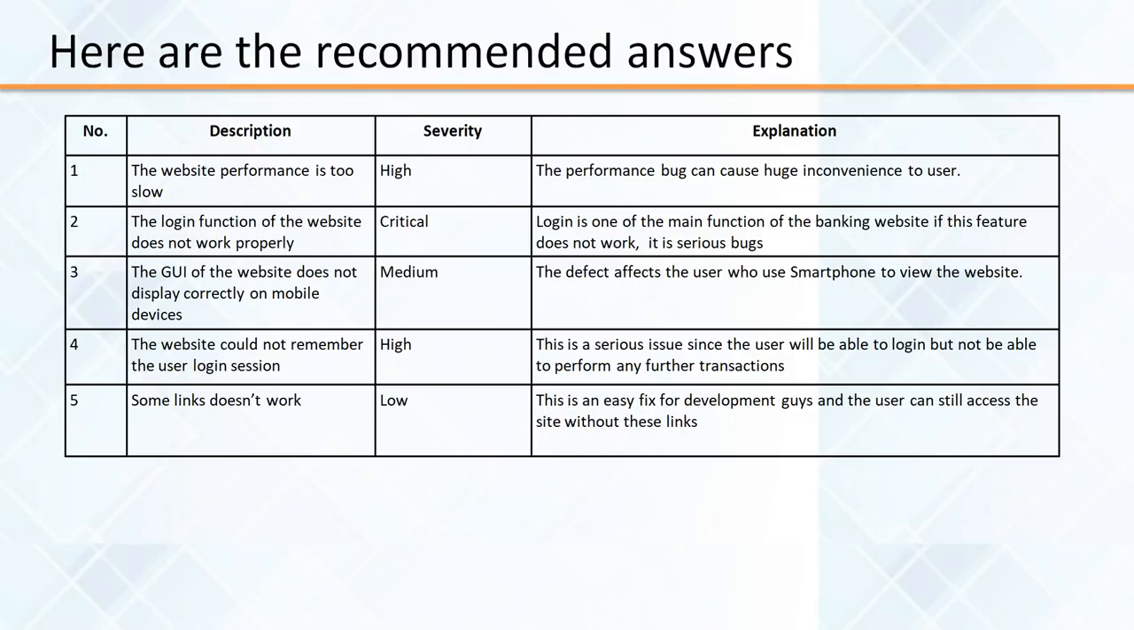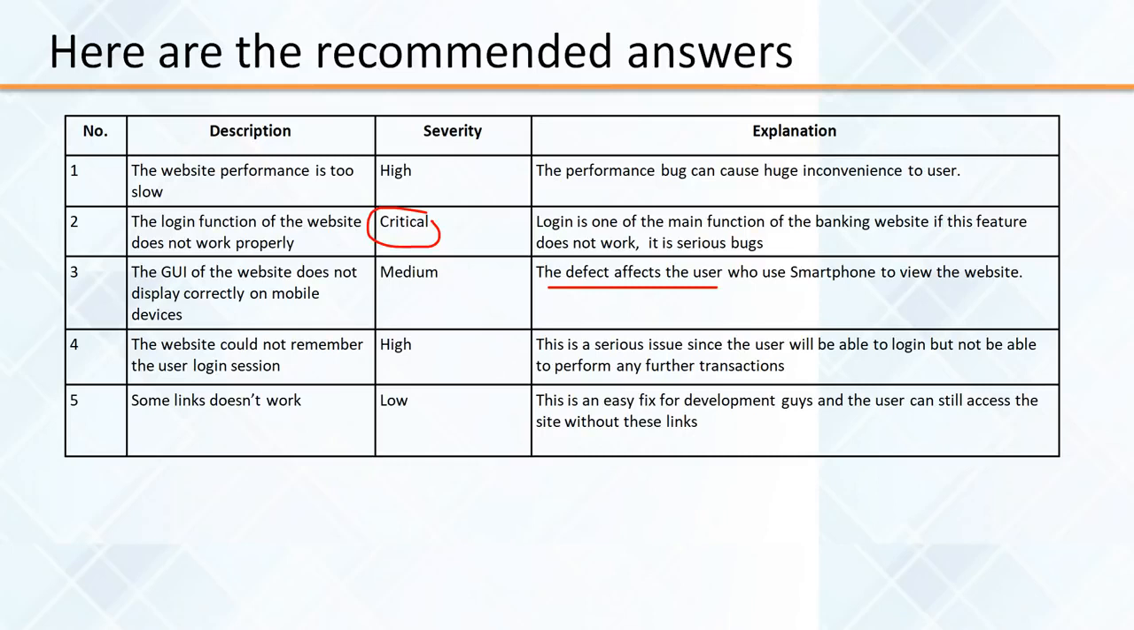Next one is GUI. The UI of the website doesn't display correctly on mobile devices. This is a little bit medium because this is UI related, and all UI related issues we give medium. The justification is that the defect affects users who use a smartphone to view the website. If the user wants to see the website on a mobile phone, only that particular user will be impacted, while users on the desktop website are not impacted. It is 50-50. So it is not high or critical, and at the same time it is not low, so it is medium.